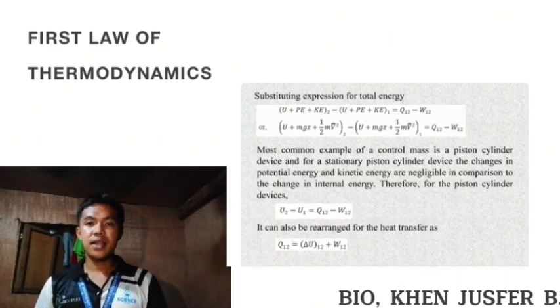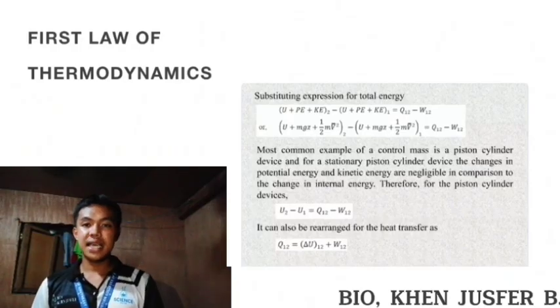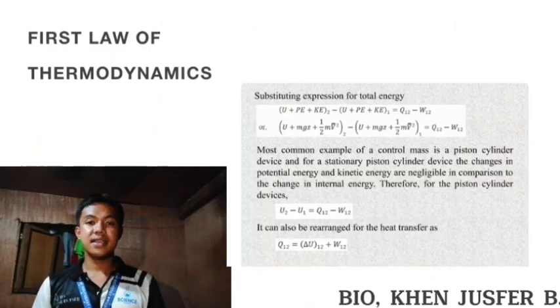The most common example of a control mass is a piston cylinder device, and for a stationary piston cylinder device, the changes in potential energy and kinetic energy are negligible in comparison to the change in internal energy. Therefore, for the piston cylinder devices, delta U equals Q12 minus W12.